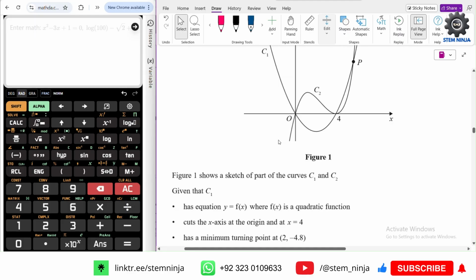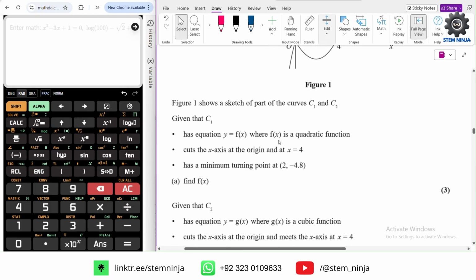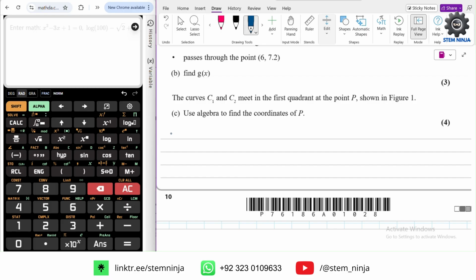Figure 1 shows a sketch of part of the curve C1. Given that C1 has equation y is equal to f of x, where f of x is a quadratic function, cuts the x-axis at origin, x is equal to 4, has a minimum turning point at 2, minus 4.8. Find f of x. Okay, so there are two ways we can do the first part. One, by doing the completed square method. Since we just need f of x, we can do it that way also.